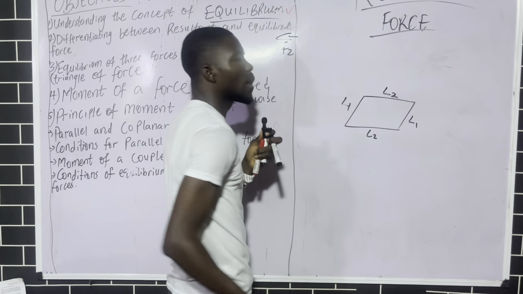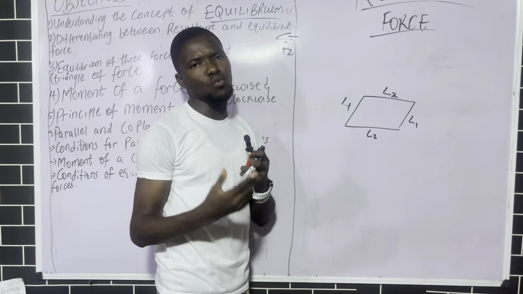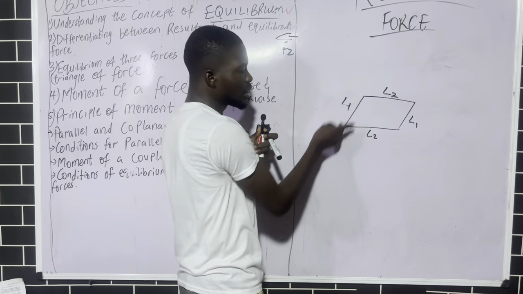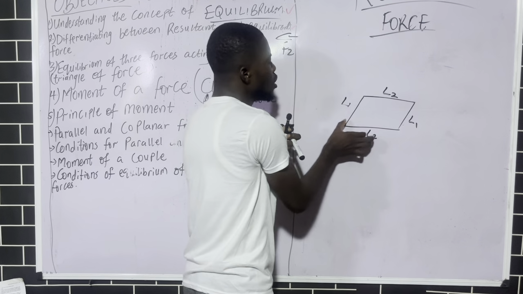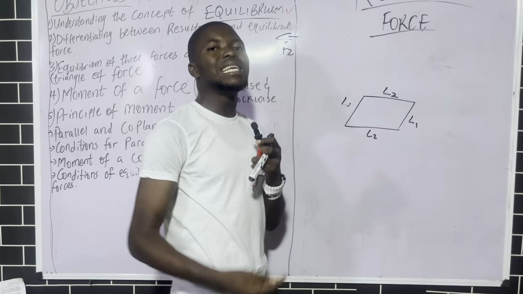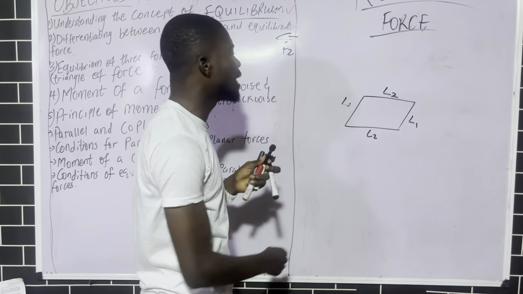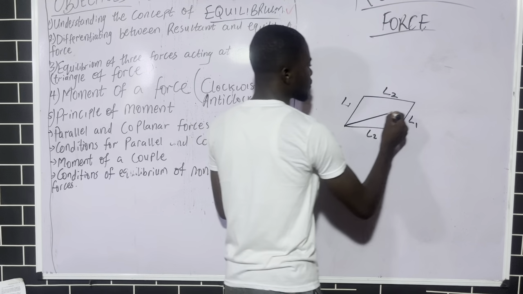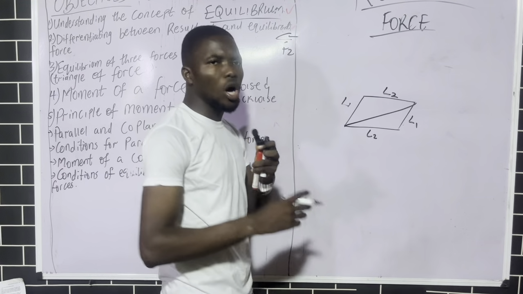Opposite sides are equal. Now the parallelogram law of vectors is trying to tell us that if we have two forces acting like this, with a meeting point, where L1 represents force 1 and L2 represents force 2, so they meet at a point like this, the diagonal of the parallelogram represents the resultant force. So if I draw a diagonal like this, this diagonal represents the resultant force we are talking about.